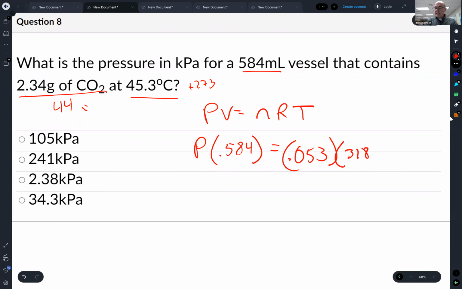That's 318.3. So now we just simply simplify. Oh, and sorry, my R value, because I am in kilopascals, is 101. We'll just go 101. All right, so now we simplify. 318.3 times 101 times 0.053 divided by 0.584, and we get 2,917.